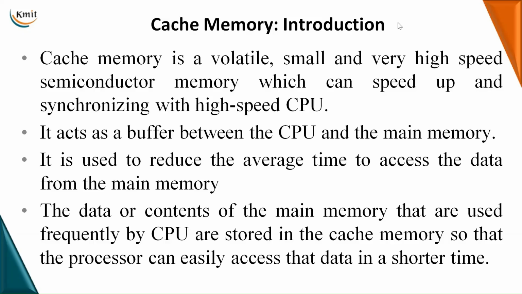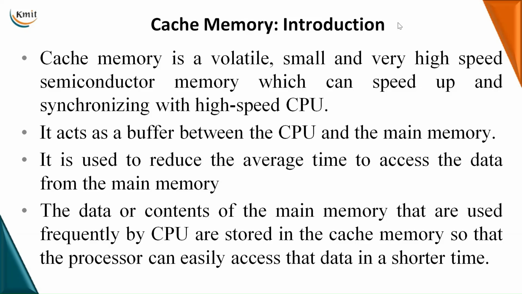In order to speed up the execution of a CPU, only the most frequently accessed information is placed into your cache memory. The reason we place only the most frequently accessed instructions is to reduce the average access time, so that you can speed up the execution of your programs. A cache memory acts as a buffer between the CPU and the main memory, and it is used to reduce the average access time to access the data from the main memory.